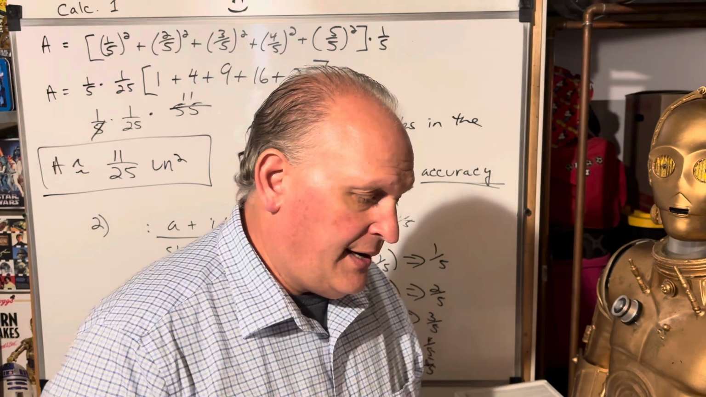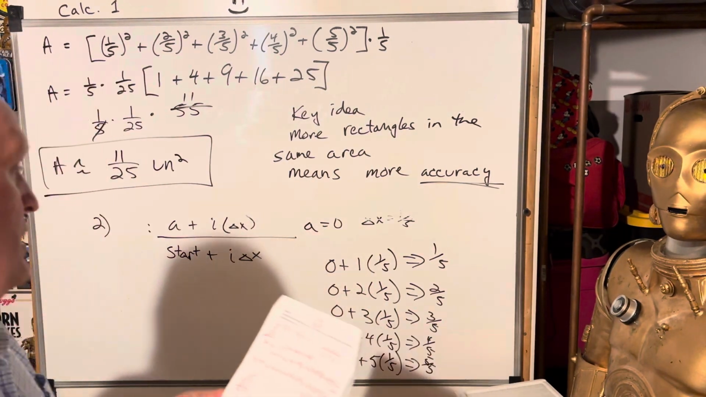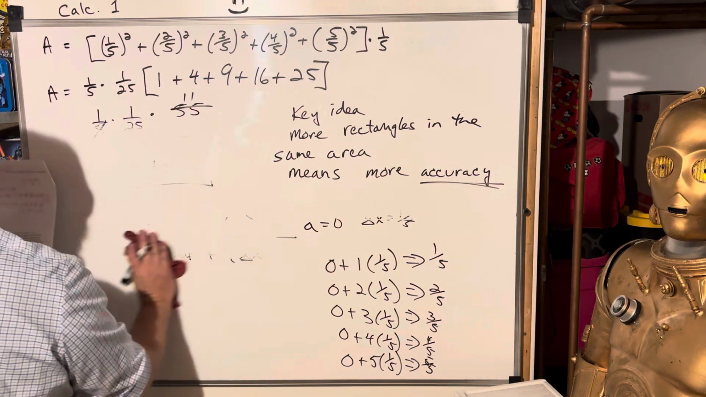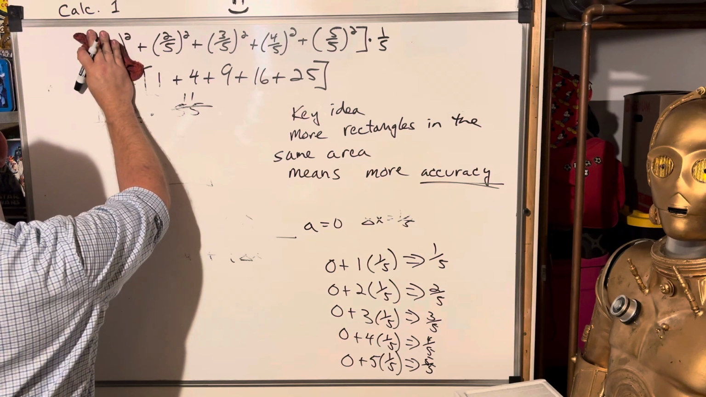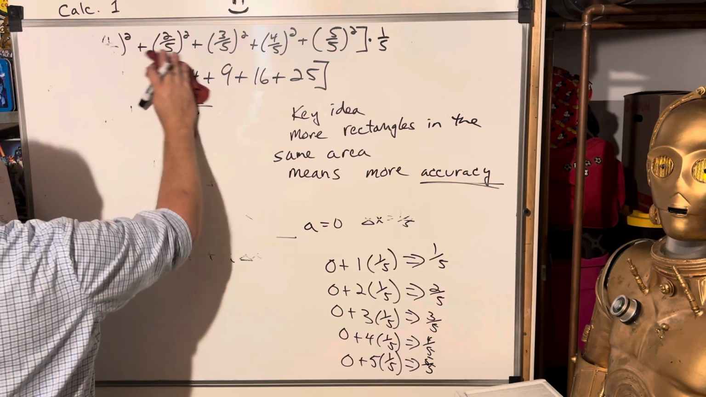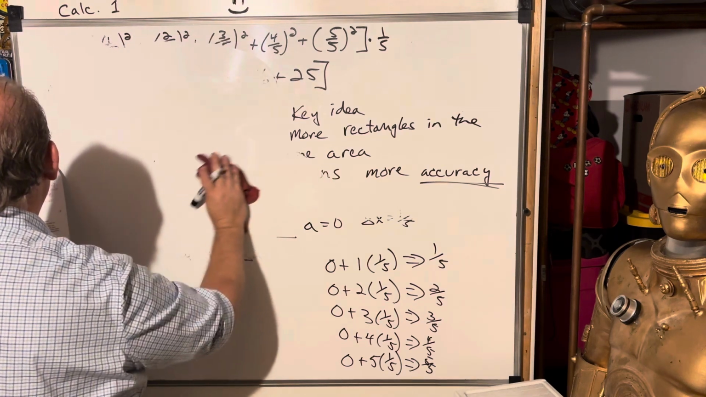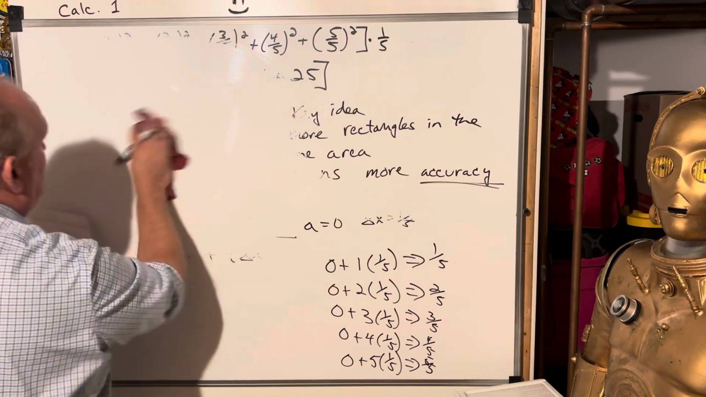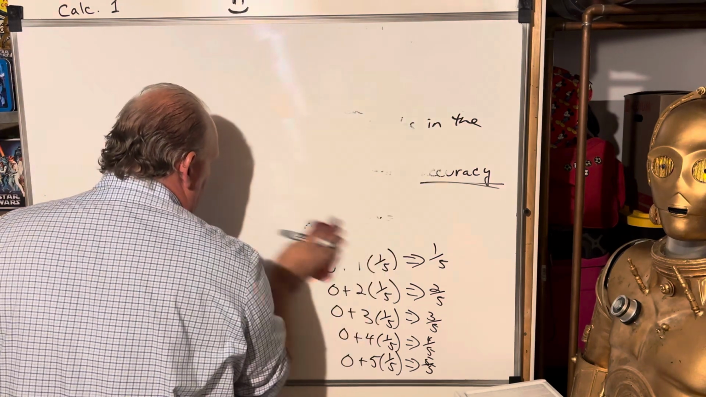All right, what do they want me to do on this page 12? Approximate the area under the curve for y equals x to the third from 0 to 2 using a right and left endpoint. Okay, so the right and left endpoint, that's the overestimate and the underestimate.